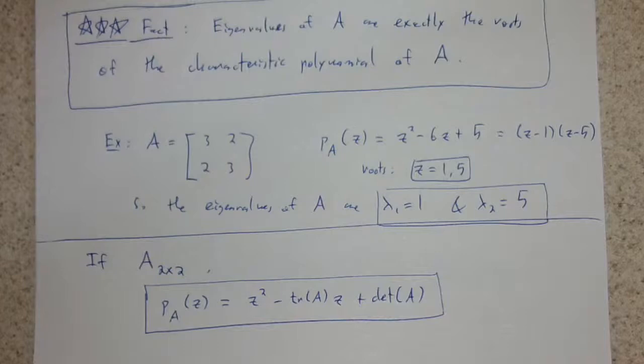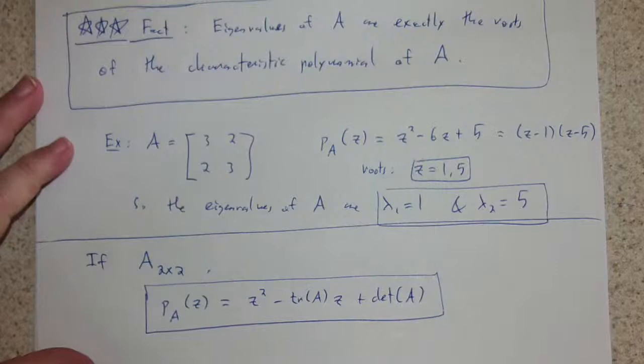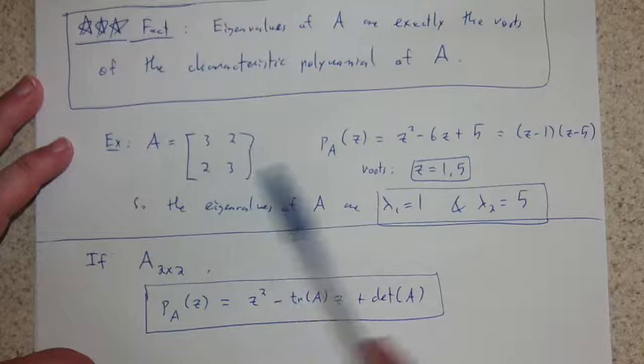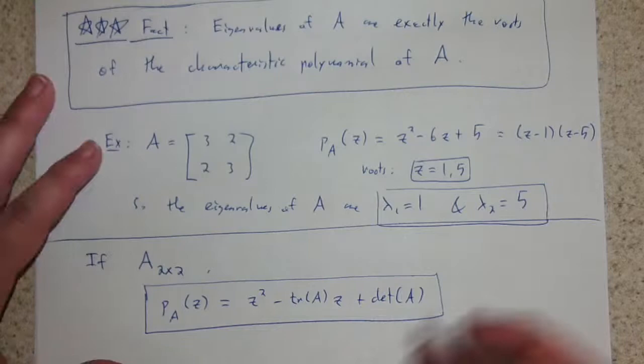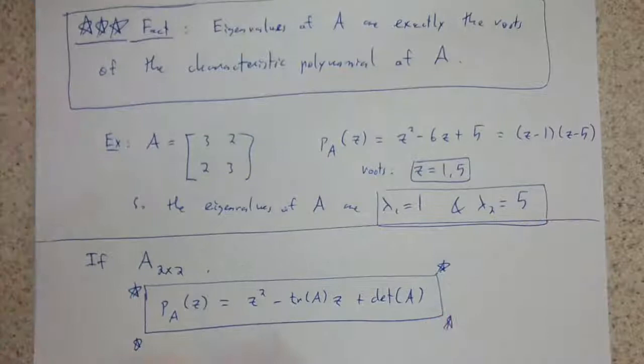Let's see how that works here. What's the determinant of A? 3 times 3, which is 9, minus 4. 9 minus 4 is 5. Yep. Minus the trace here. What's the trace of A? 3 plus 3 is 6. Minus 6z. Yep. Exactly. So this is a very nice way to save yourself some time in computing those characteristic polynomials.